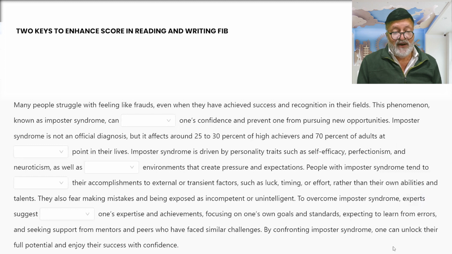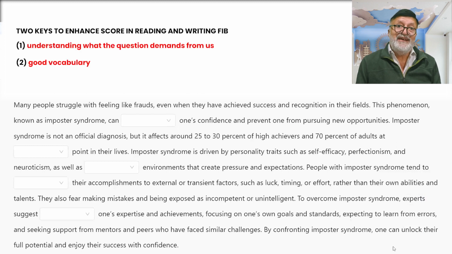Friends, I wish to remind you once again that understanding what the question demands from us, along with a good vocabulary, are two keys to enhance score in reading and writing fill in the blanks. So let us do the final exercise.